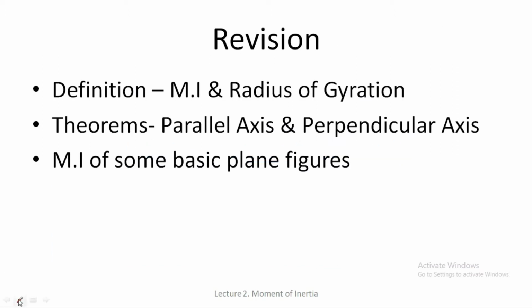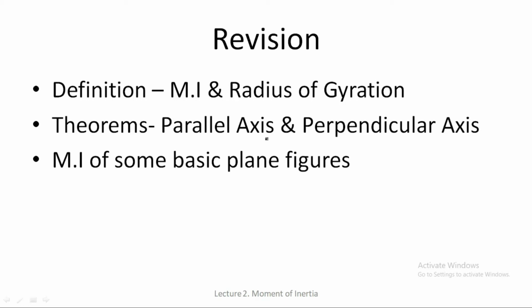From the last lecture, we have studied the definition of moment of inertia and the radius of gyration of moment of inertia. Again, we studied the two theorems, the parallel axis theorem and the perpendicular axis theorem. And then we went through the moment of inertia of some basic plane figures.